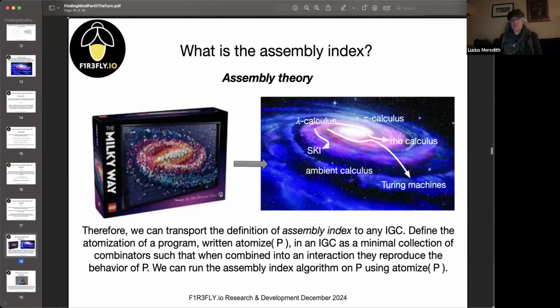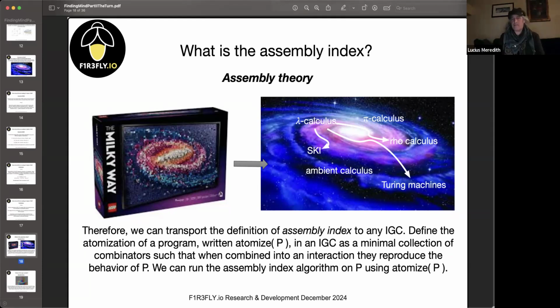But now, armed with this apparatus, we can transport the definition of an assembly index to an IGC. So if you take any program, you atomize it. Well, what does atomizing do? It delivers back to you the set of combinators, or let's call it a collection rather than a set because it might be a multiset, such that when you put circle dot between them, P is bisimilar to that. So effectively, what atomize does is it emulates a mass spec. You give it a program and it smashes it into its constituent components.